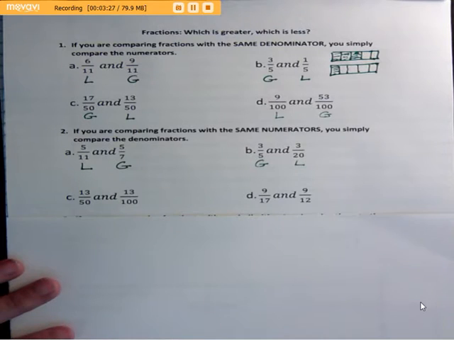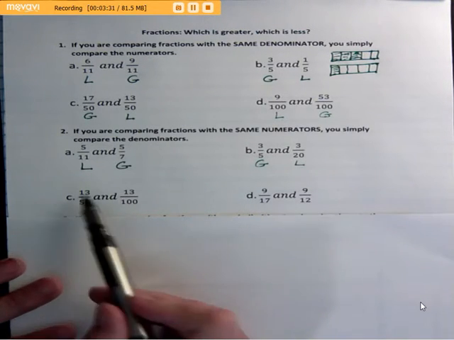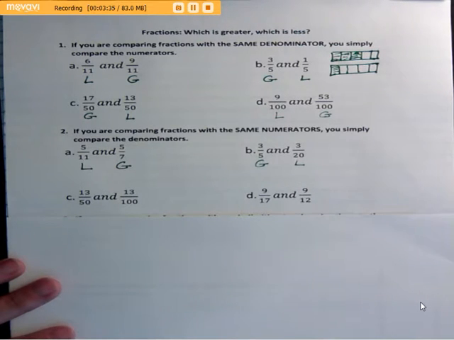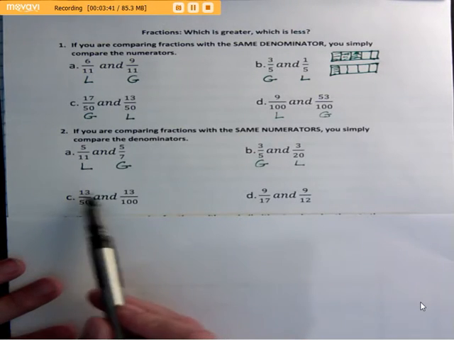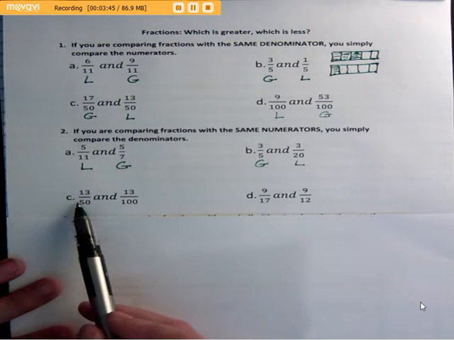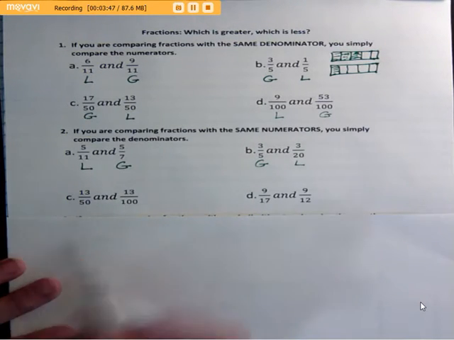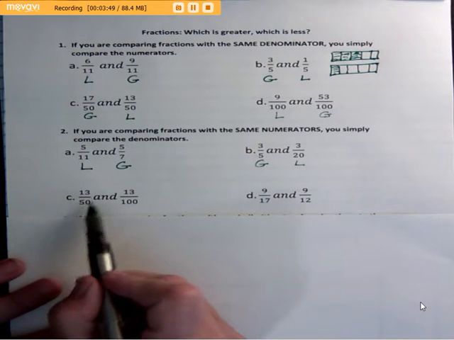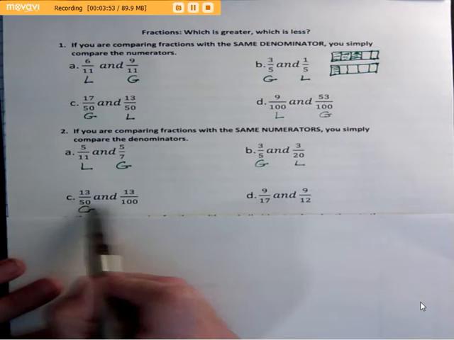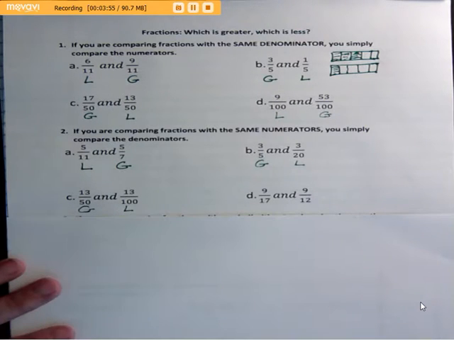So maybe take a second to do these without my help. The numerators are the same, so you're just comparing the denominators. And the way I think about it is how many parts would be missing here. Here we have 37 missing parts compared to 87. So this one is, which one? It's the greater one because it's the smaller number, and this is the lesser fraction.